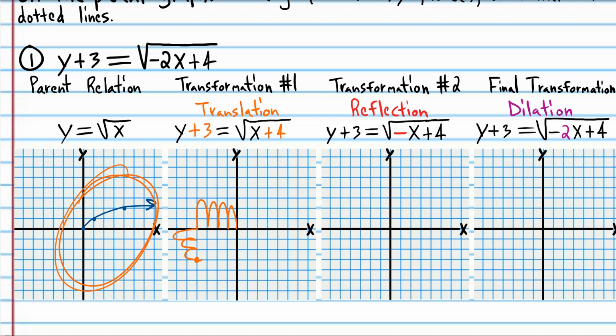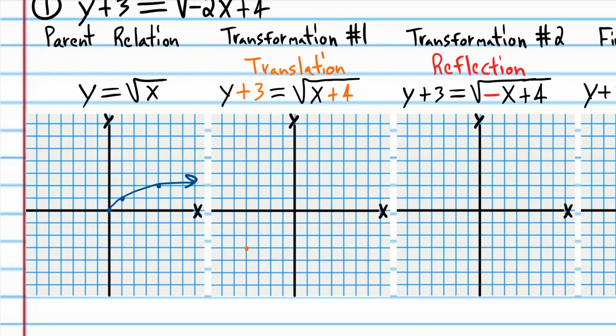Now, if you're new to my classes, you might say, whoa, wait a second. We're adding 4 to x, so you should move 4 units to the right. And we're adding 3 to y, so you should move 3 units up. Not 4 units to the left and 3 units down. Well, remember, when using transformations to graph, it's the exact opposite of what you would think.